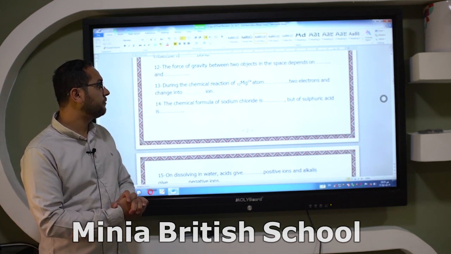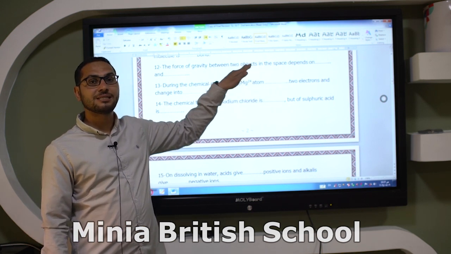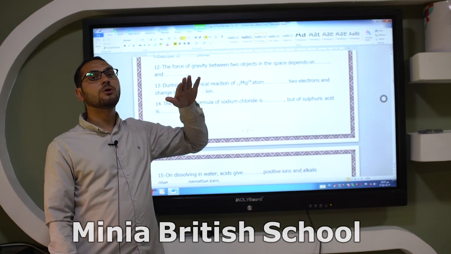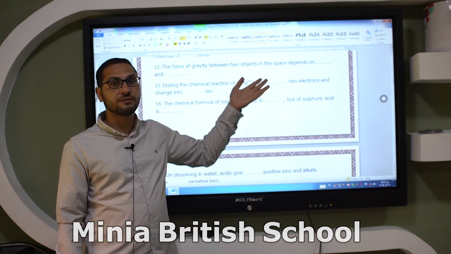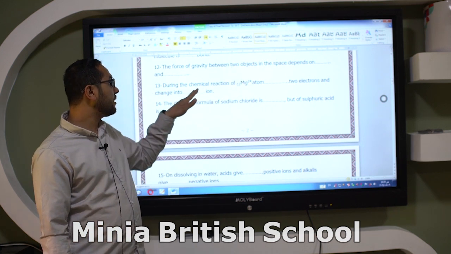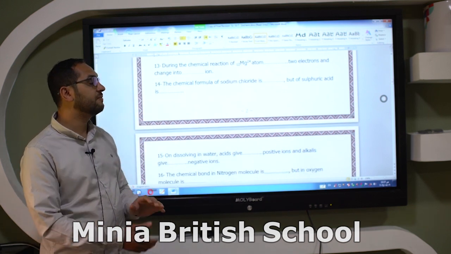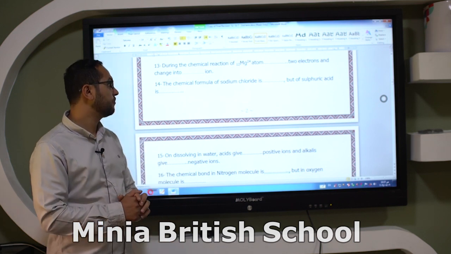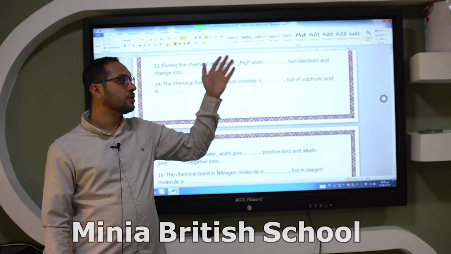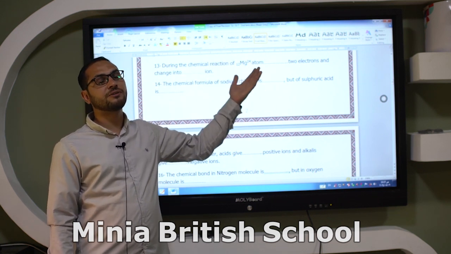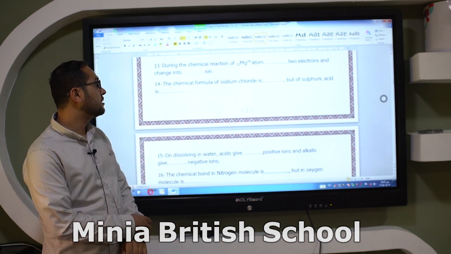During a chemical reaction, does a magnesium atom lose or gain? As you know, magnesium is a metal, and all metals lose their valency electrons and change into positive ions. So during the chemical reaction, the magnesium atom loses 2 electrons and changes into a positive ion that carries 2 positive charges, because the electronic configuration of magnesium is 2, 8, 2. So the last level, or outermost level, contains 2 electrons, so it tends to lose these electrons.